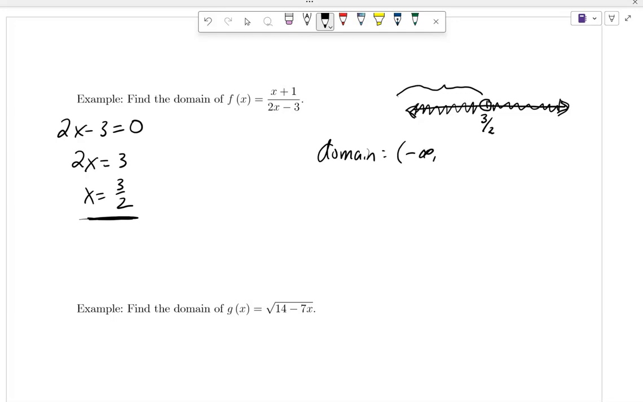Okay, negative infinity to 3 halves. And then would I use a bracket or a parenthesis? Yeah, parenthesis because we don't want that one, right? Okay. What interval would you use for that side? Good. And again, we would use parentheses, right? Now I'm going to put something in the middle of these as well.